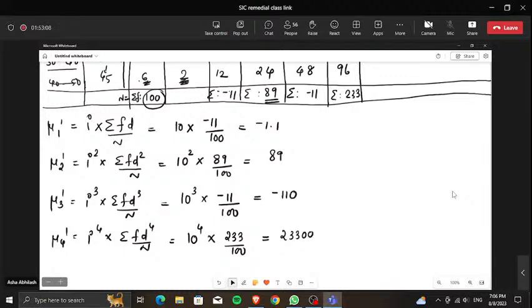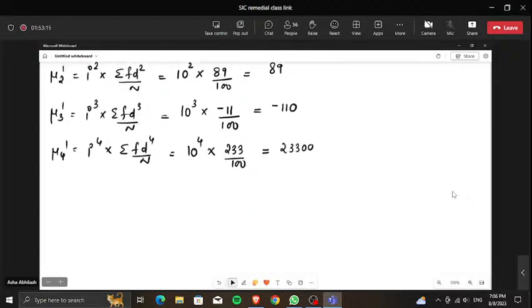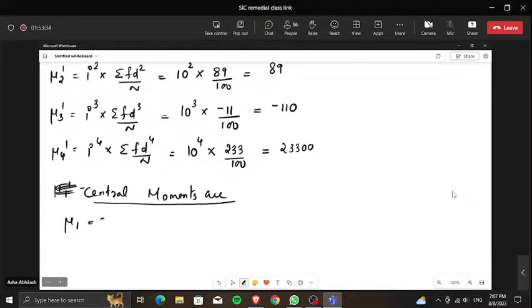All of you have got the raw moments? Yes, ma'am. Now we have to find the central moments. So quickly write the formula first. Central moments formula: mu1 is always 0. So the central moments are, these are the raw moments. Write central moments are: mu1 is always 0.